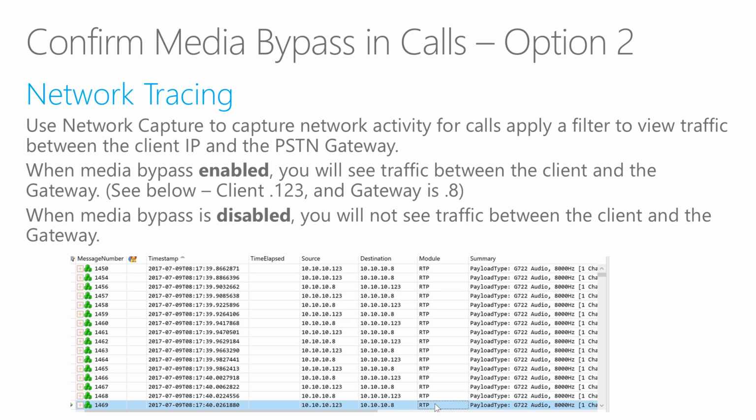Second, you can tell by performing a network trace during a call. We'll be able to see if the client is making a direct connection to the gateway. In the sample below, the client is 10.10.10.123, and the gateway is 10.10.10.8. Media bypass is enabled, and we can see that the RTP traffic is going direct between the client and the gateway. If media bypass was disabled, we would not see this traffic between the client and the gateway. Instead, we'd see the client connecting to the mediation server and then the mediation server connecting to the gateway.